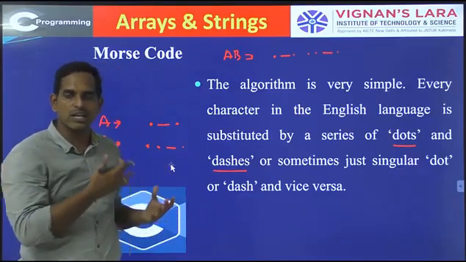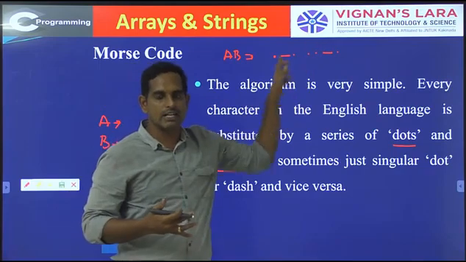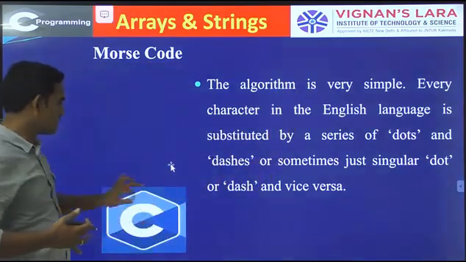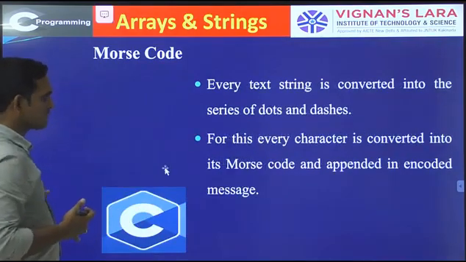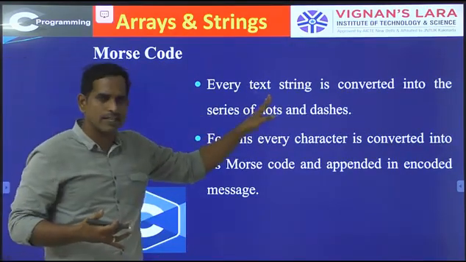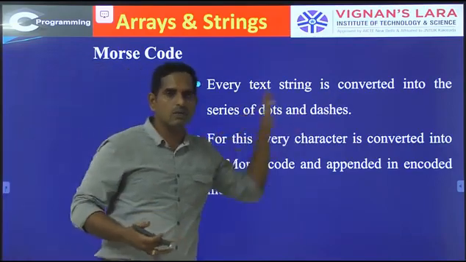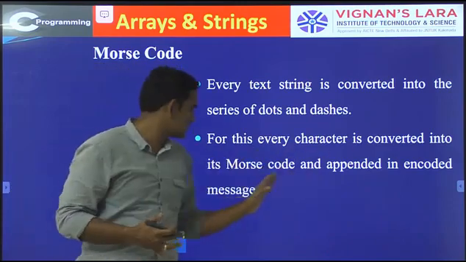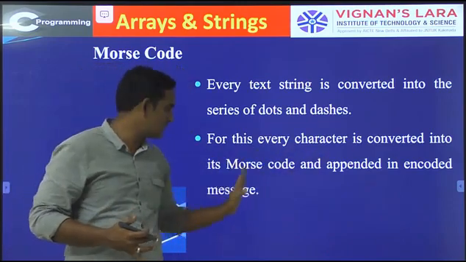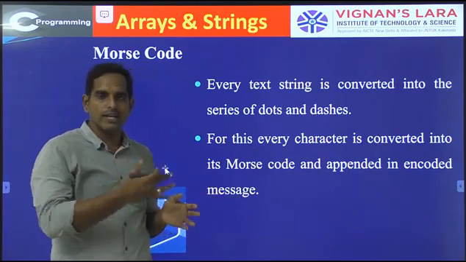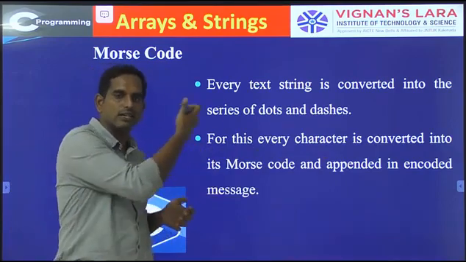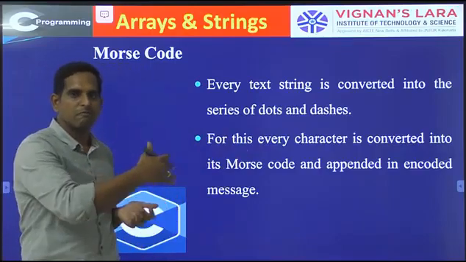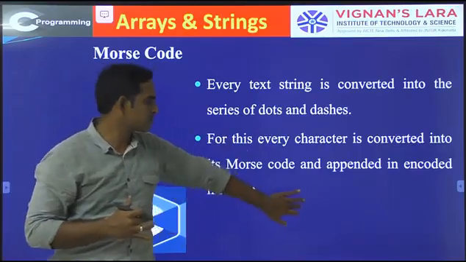Whenever I want to securely transmit some information, I can transmit it by using the dot dash format. A small example: you take the complete text string and convert it into dot dash format. Every character is converted into Morse code and appended to the encoded message. Morse code is nothing but dot dash format, and you transmit that.